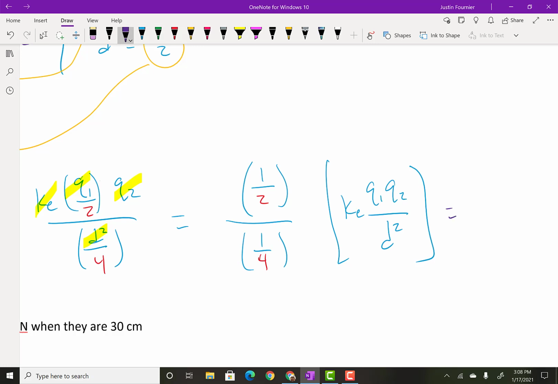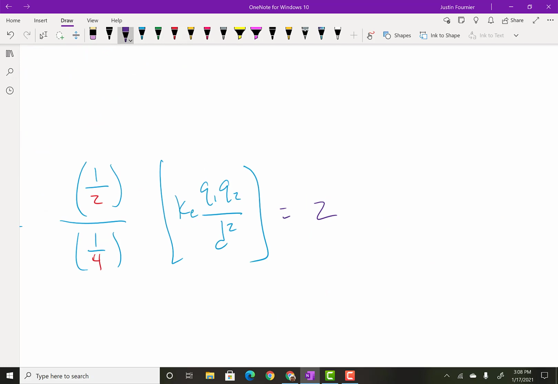So yeah, 1/2 divided by 1/4, or you could do 1/2 divided by 0.25. That's 2. Sorry, that's 2. Try this again. Or you can multiply by the reciprocal, right? 1/2 times 4 over 1. That's going to be 4 over 2, which is just 2. So this is equal to 2 K_E Q1 Q2 divided by D squared.